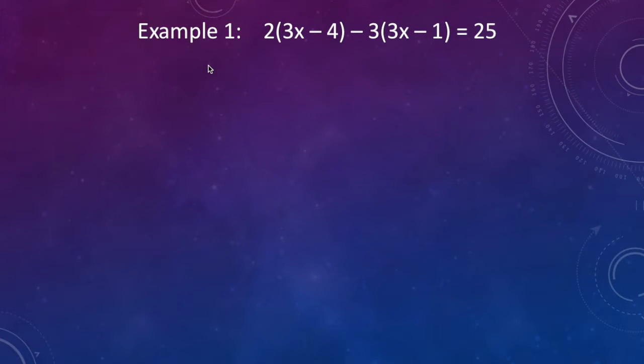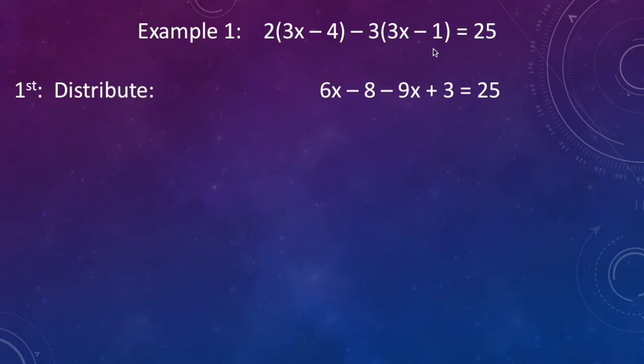All right, this is our first example. We have parentheses, so I know that we can go ahead and distribute. So let's distribute that 2 to the 3x, and we get 6x. 2 times negative 4 is negative 8.